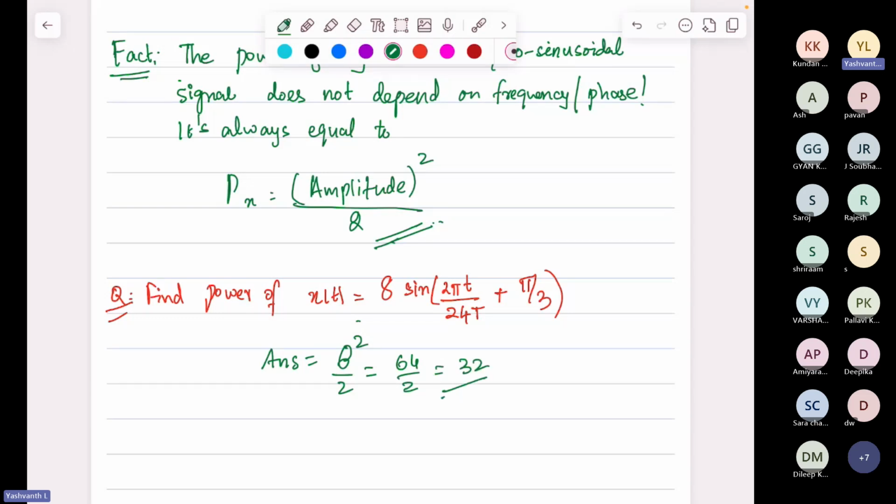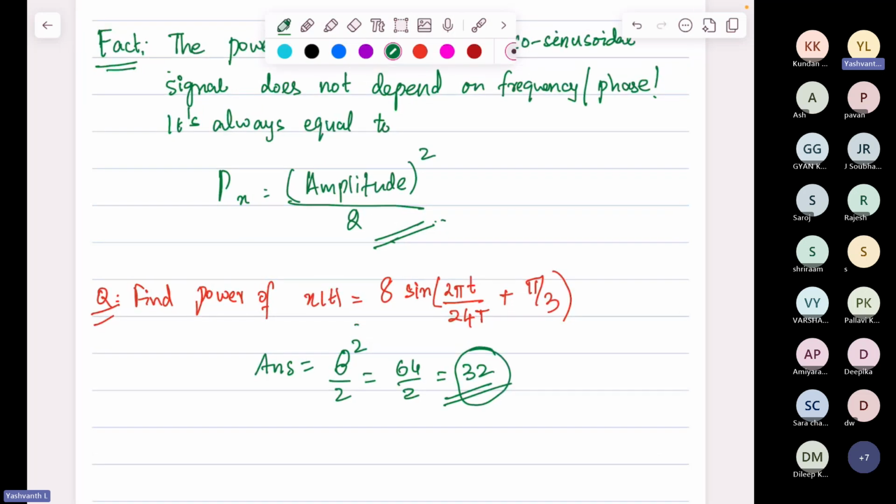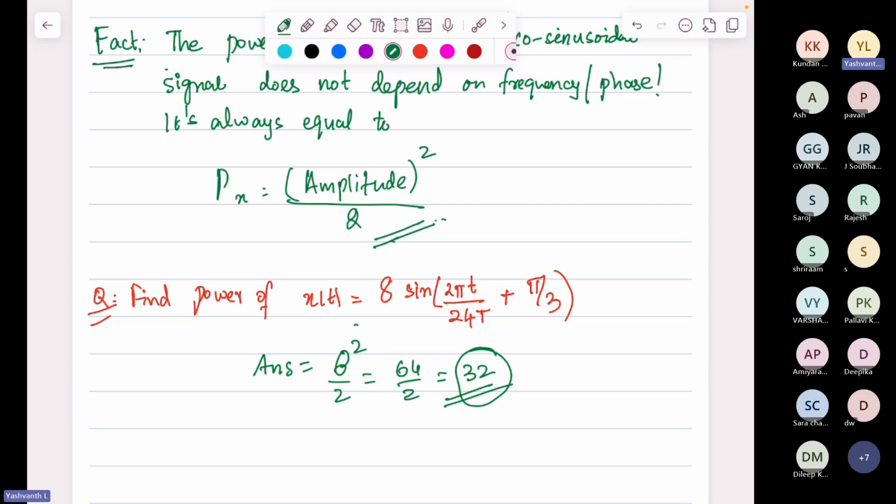That's all. As homework, you can go and apply the formula for power, integrate it, and prove that it comes out to be 32. It doesn't depend on frequency or phase. Just look at the amplitude and tell what is the power. That's all: amplitude squared by 2. That's why I took this question, to show that these are easy facts you can always remember. That will save you some time in computing the power. For any cosinusoidal or sinusoidal signal, power equals amplitude squared by 2.